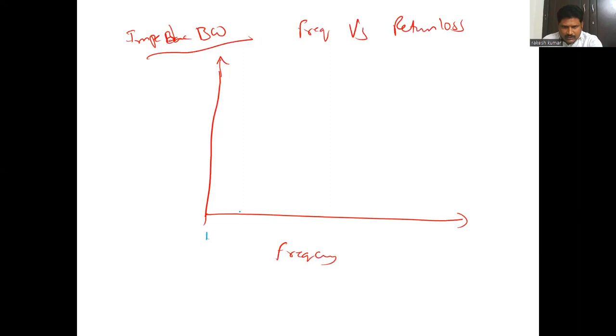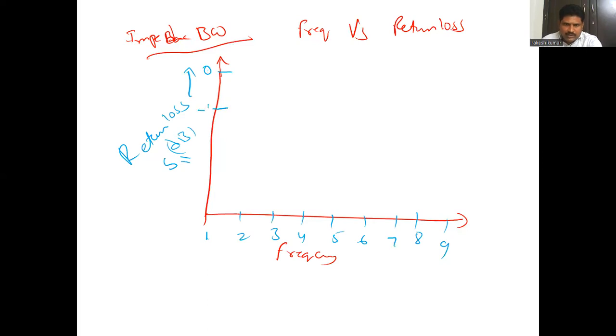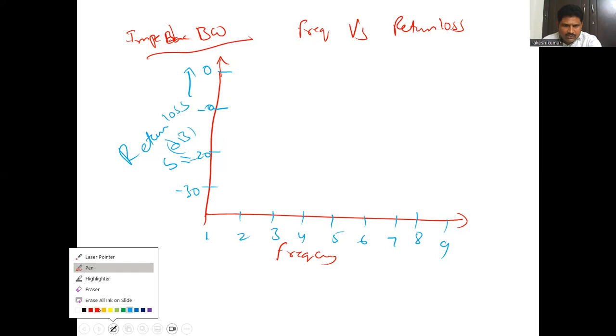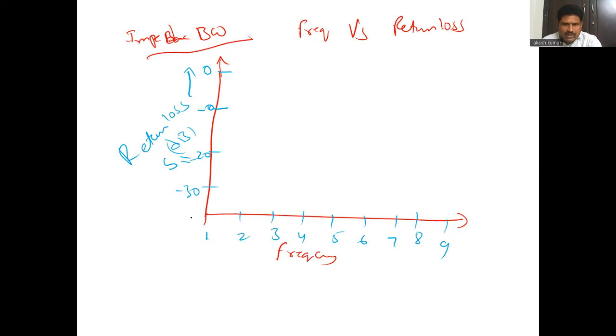So this is 1, 2, 3, 4, 5, 6, 7, 8, 9. Similarly here, return loss is on the y-axis; it is S11 in dB. So on the y-axis, this is 0 dB, this is minus 10 dB, this is minus 20 dB. What threshold do you want to consider? You want to consider the threshold as minus 10, so draw a line like this.